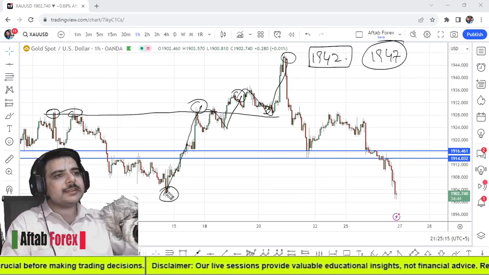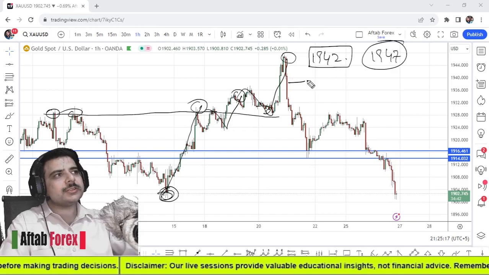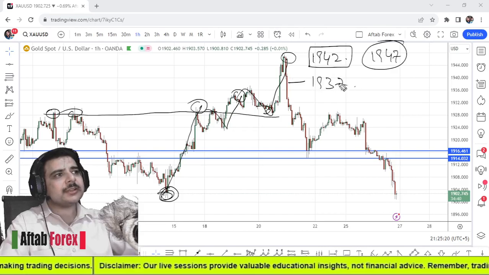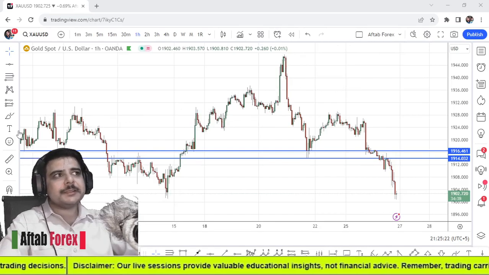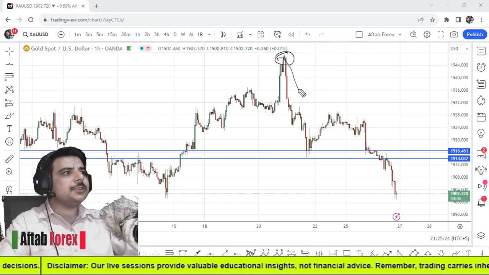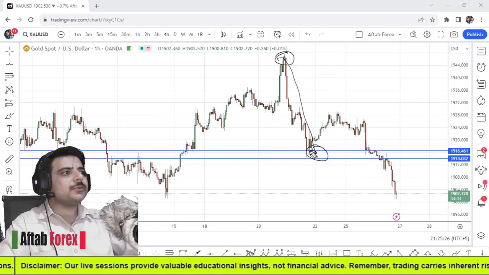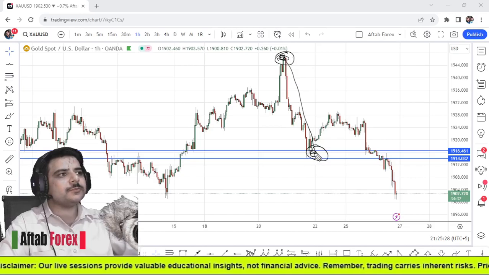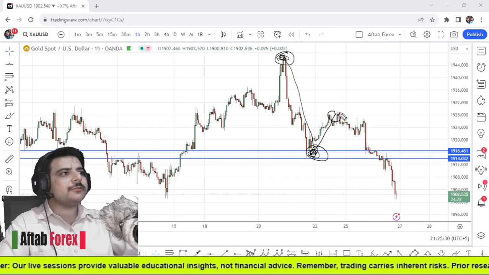And from right here, the trades we took, we closed them at 1937. So what after that? Definitely, if you see, a new story began, and when this story began right here, from top to bottom, we got a little bit of pullback.